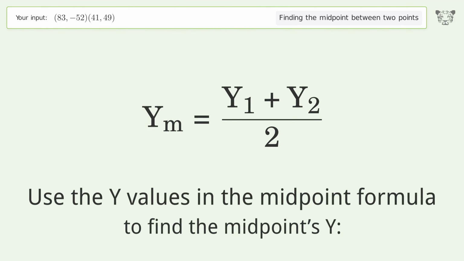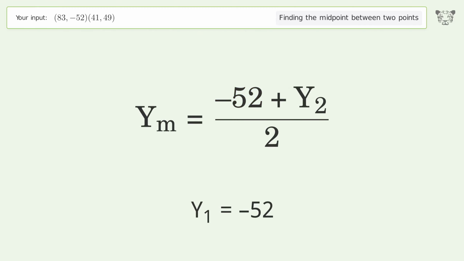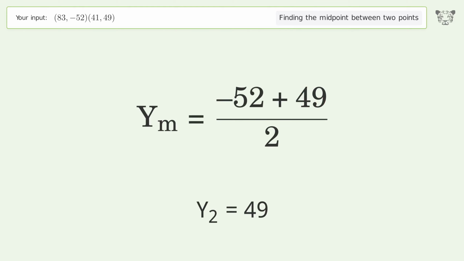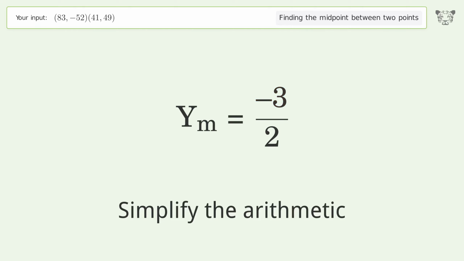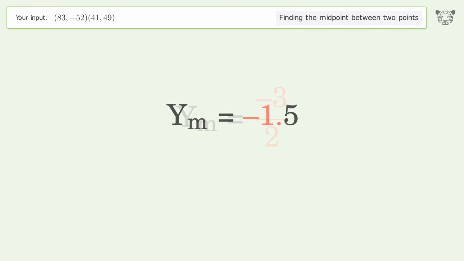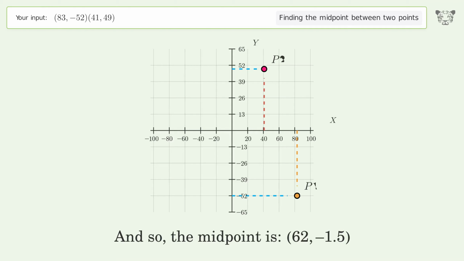Use the y values in the midpoint formula to find the midpoint's y. y1 equals negative 52. y2 equals 49. Simplify the arithmetic. And so, the midpoint is 62, negative 1.5.